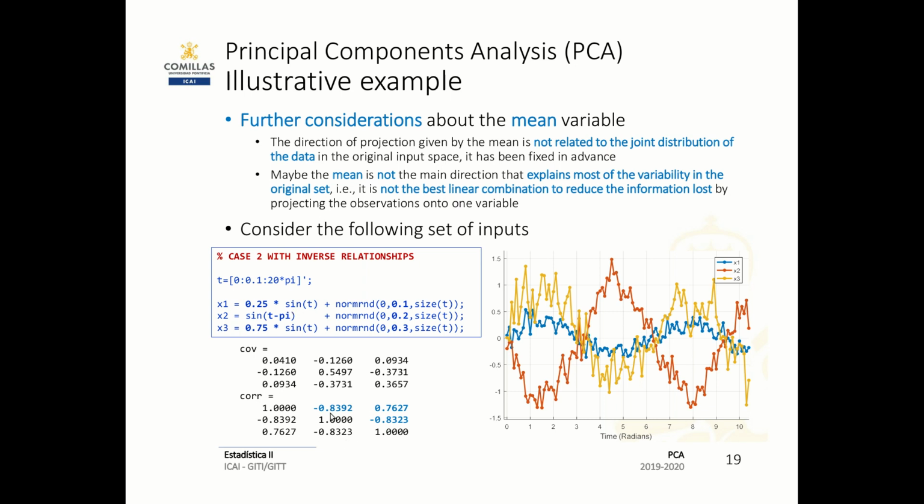The correlation now between x1 and x3 is high because both are sines, and the reason why it is not as high as before is that there is much more noise, so the correlation between the two variables degrades. But x2 is negatively correlated to the other two variables, to x1 and x3. We can see it here. x1 and x3 follow the same sine pattern, while x2 is just the opposite. That is why we get this very negative correlation.